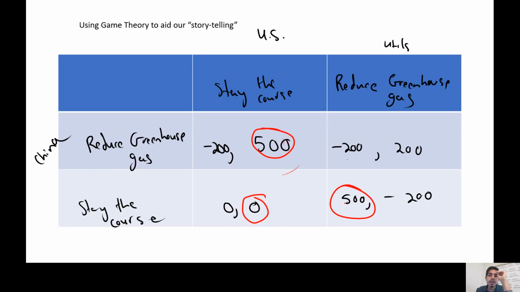And then what would be China's best response if the US decides to stay the course? Well, it's stay the course. And then we can see that we've arrived at a solution to the game. So our expectation is that both players will play their dominant strategy, which is to stay the course. Right. So this is a popular solution concept. It's called the dominant strategy solution concept.